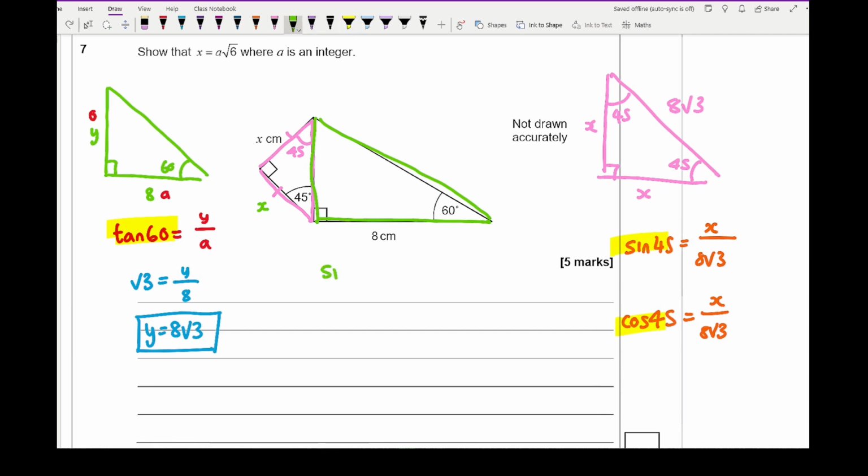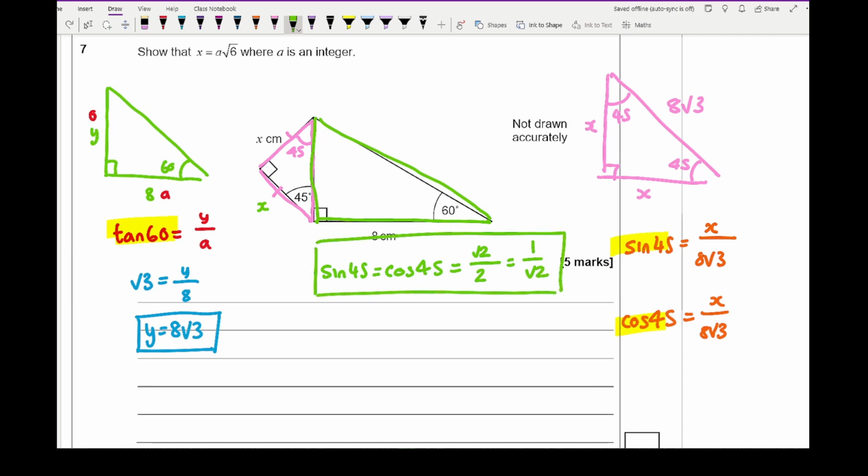So sine 45 is equal to cos 45, which equals, and you can either recognize it as root 2 over 2 or 1 over root 2. It doesn't really matter which one of those you use. For this, I'm going to use root 2 over 2, but most people use 1 over root 2, so you can use that one instead. So let's go for 1 over root 2 equals x over 8 root 3.